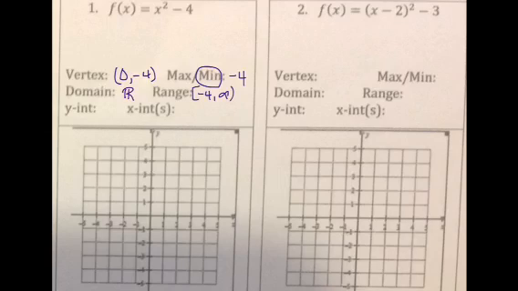Okay, the y-intercept, this is the c value, the constant, so the y-intercept is negative 4. So we write 0, negative 4.